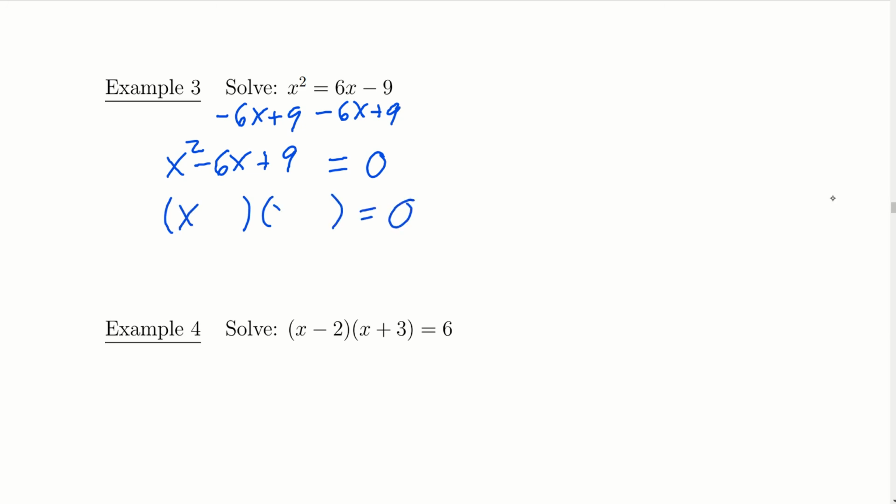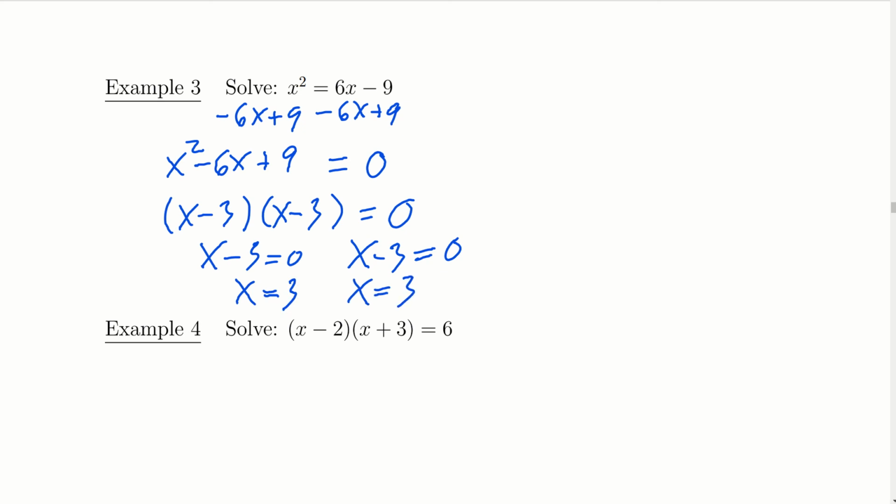This is going to factor as x and x. If the last term is positive, then these signs have to be the same. Since the middle term is negative, that means that they're both going to be negatives. And then the factors of 9 that sum to 6 would be 3 and 3. We now go ahead and set each factor equal to 0 individually. And both of these linear factors actually produce the same value. They produce the value x equals 3.